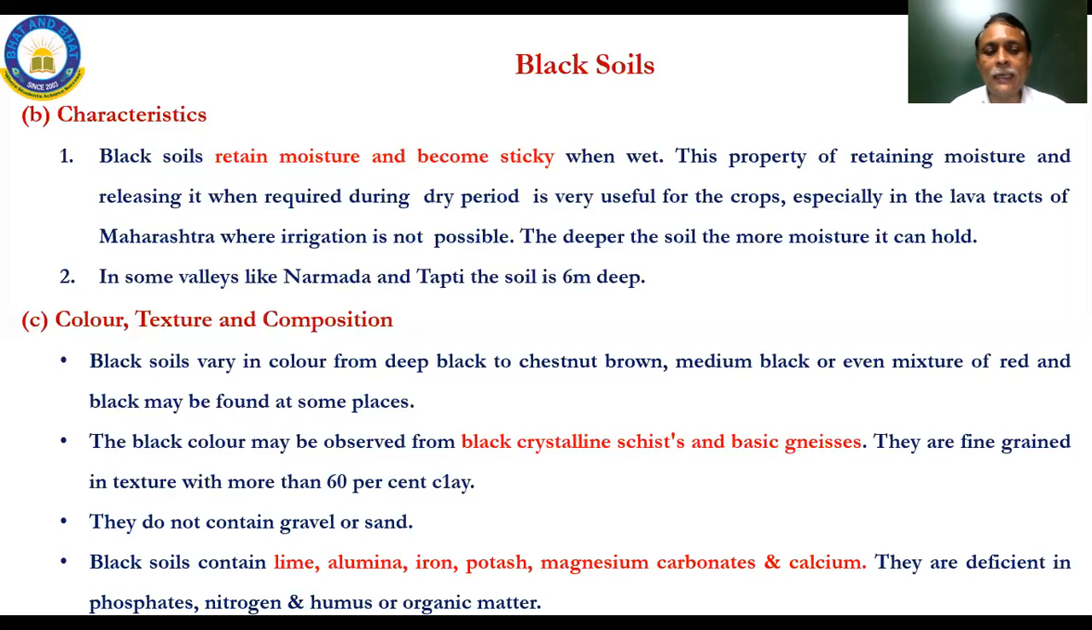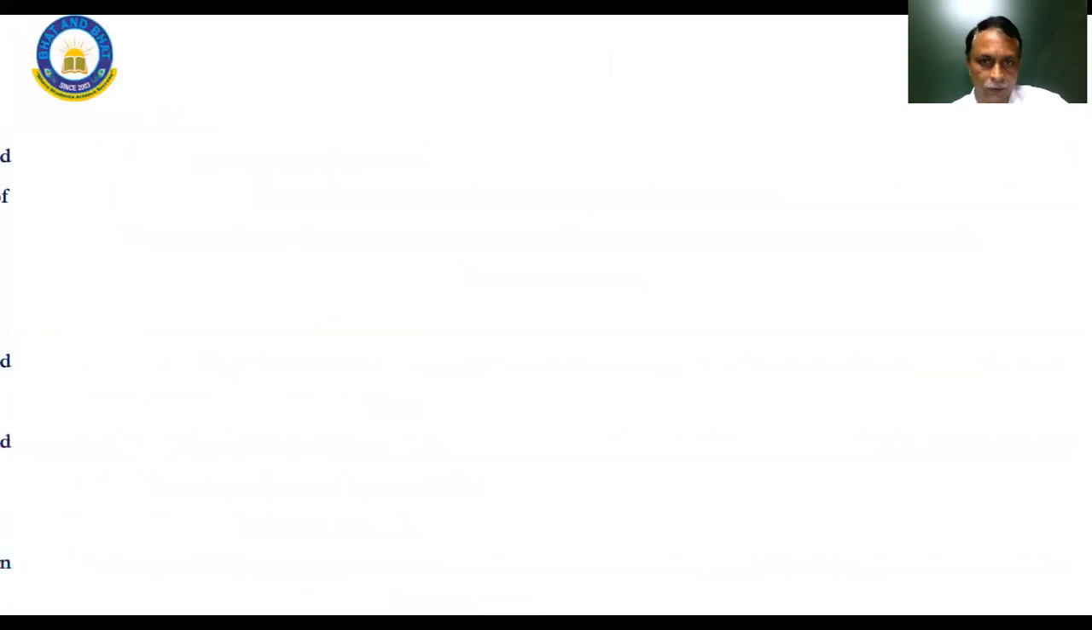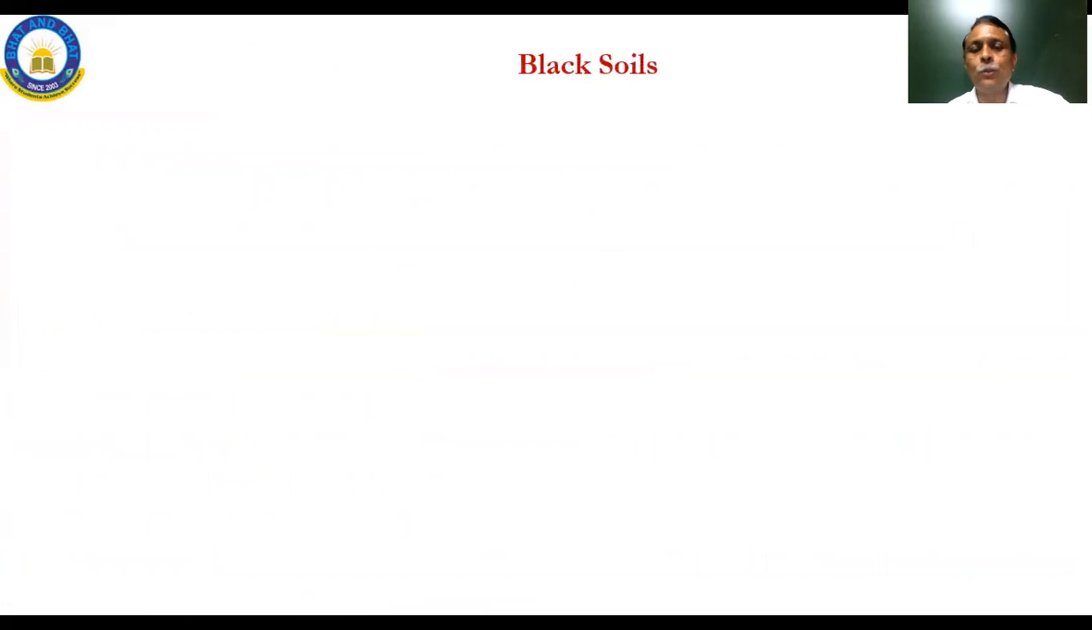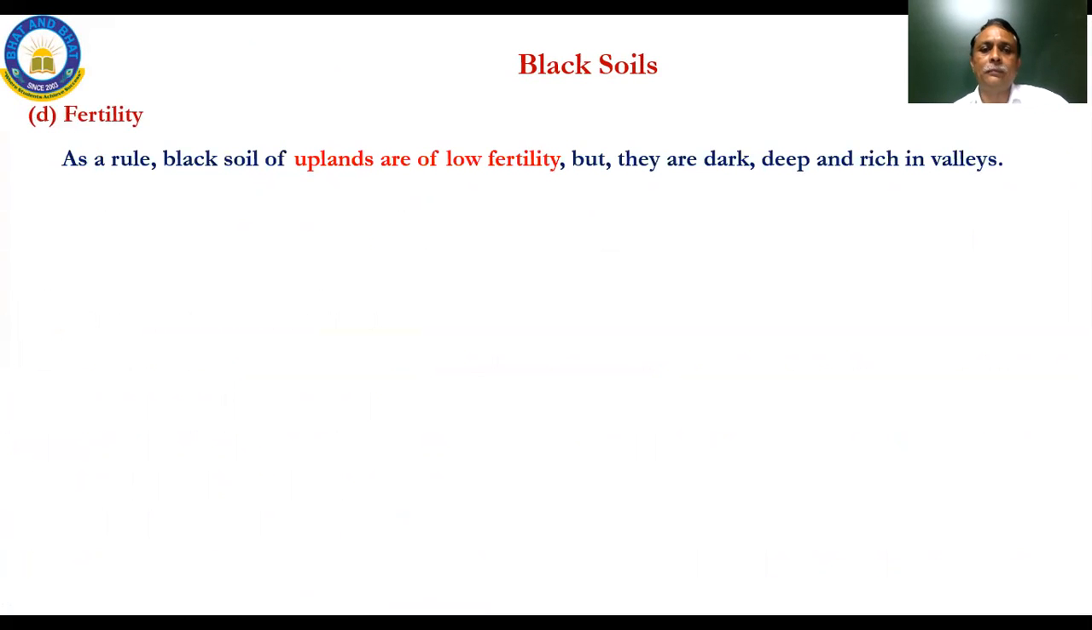Now, black soils contain lime, alumina, iron, potash, magnesium, carbonates, and calcium. They are deficient in phosphates, nitrogen, and humus or organic matter. So, the organic part of the soil here is weak. That will need to be added to the soil. So, in the management of the farmland that belongs to these black soils, this will have to be kept in mind.